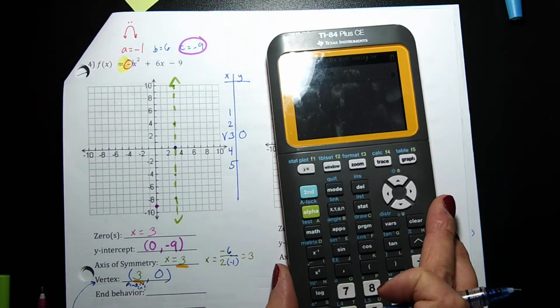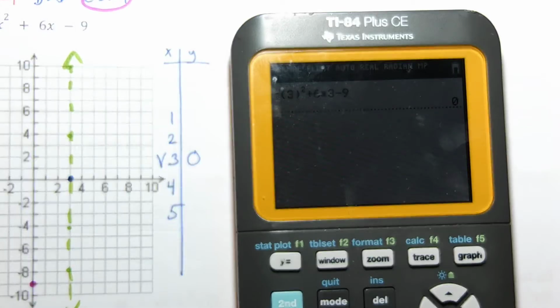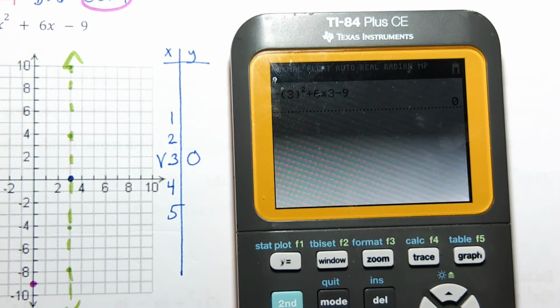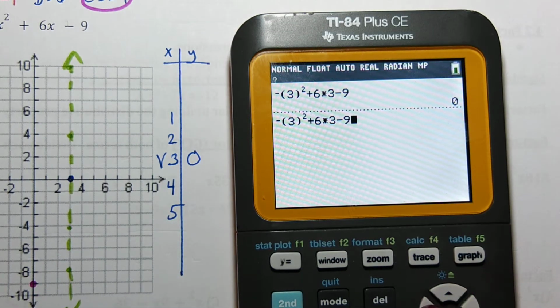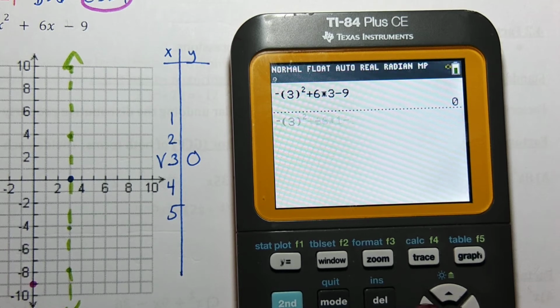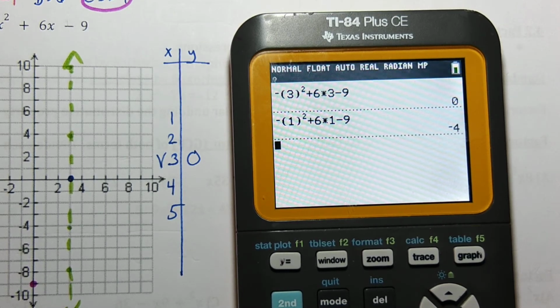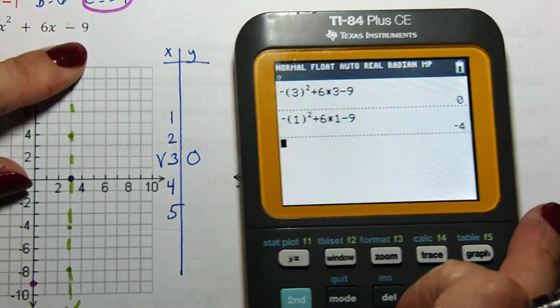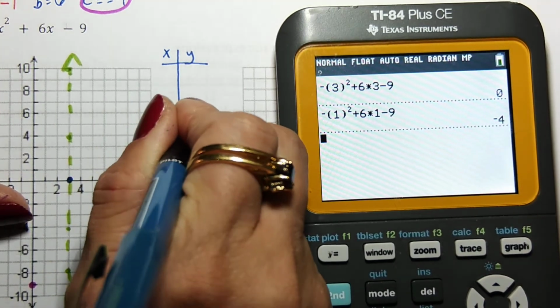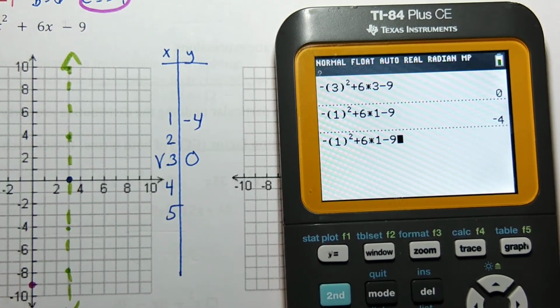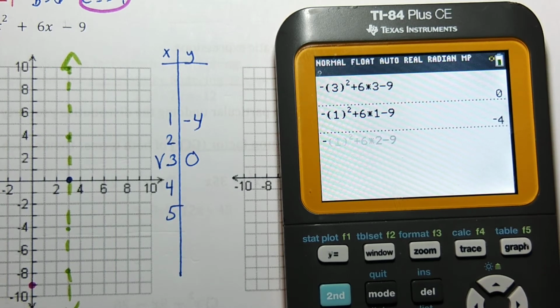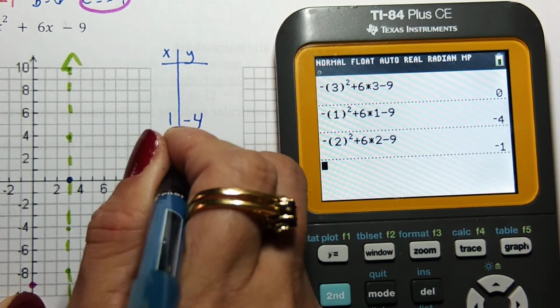Now, if you did what you were supposed to do and practice typing that in, now we should be able to just do second enter and override the 3 with a 1 to give me -4. Second enter again, override those 1s with 2s. That gives me -1.